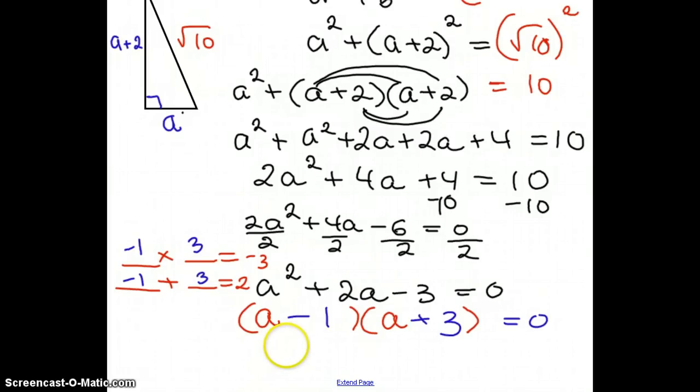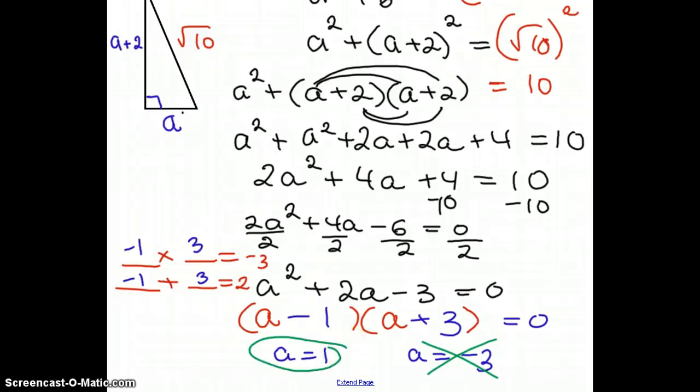So I get two answers. A is equal to 1 or A is equal to negative 3. So remember that A is the length of one of the sides of a triangle, and we can't have a negative length. So we would not use the negative 3 as an answer, but would use A equals 1.